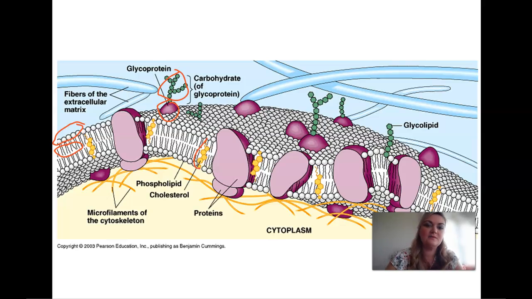Embedded throughout, you're going to see these cholesterols. These cholesterols are going to be responsible for keeping that cell membrane fluid. However, if it becomes too hot, they can become rigid and become distorted.